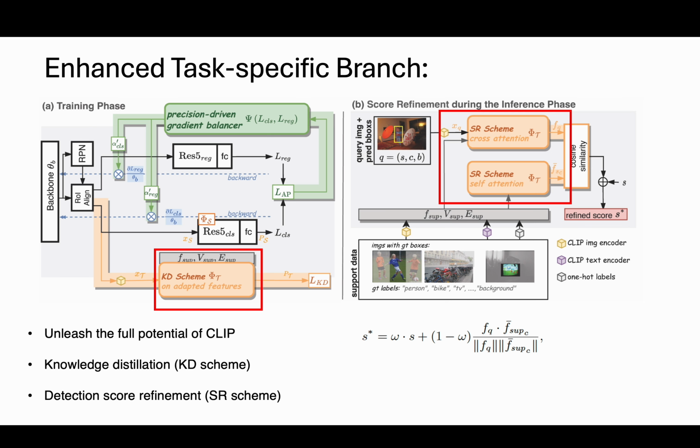This scheme effectively inherits CLIP's powerful capabilities, particularly critical in data-scarce scenarios. In contrast to the previous method, which solely leverages CLIP's text encoder, KDSR aims to unleash the full potential of CLIP for FSOD by utilizing adapted image and text features.